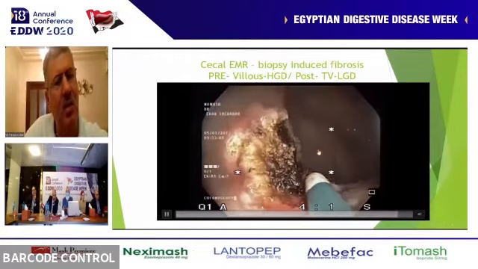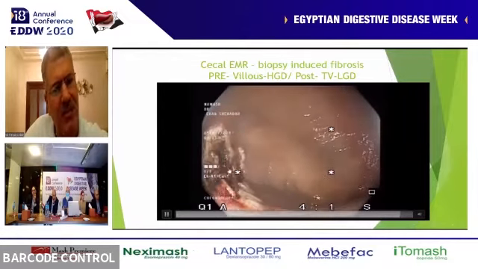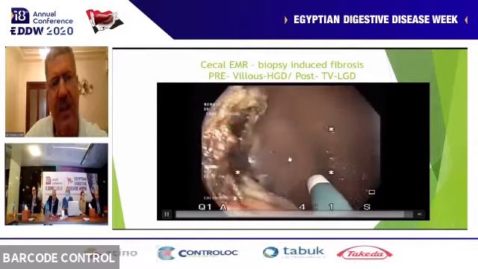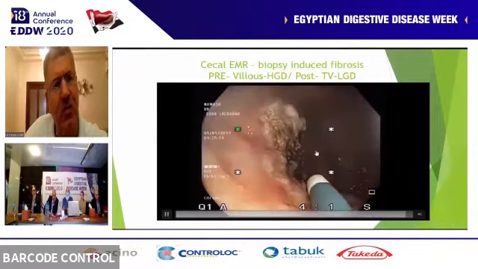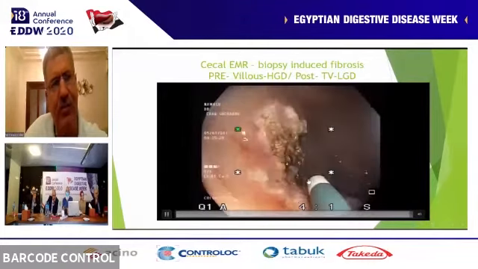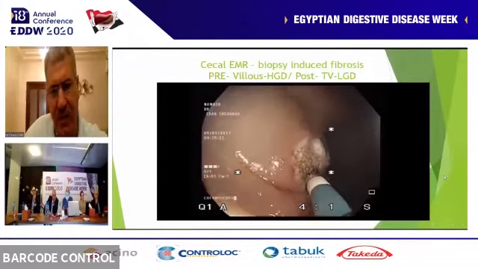Now, all of those patients came back for a follow-up, except the lady with the hyperplastic polyp. And for months, you could only see a scar and nothing else. And the surgery was totally avoided on those patients.